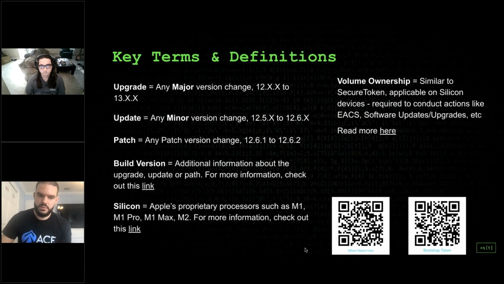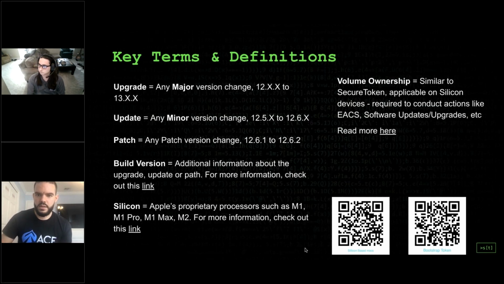What we're really not going to get too into, but you can scan those QR codes: build version tells you even more about how many releases happened up to that major release or that update or that patch. Silicon, which is the new proprietary processors that are being used in any of the new shipped Apple devices. Like for example, on the Macs, we're seeing M1s, M1 Pros, M1 Maxes, M2, and so forth.